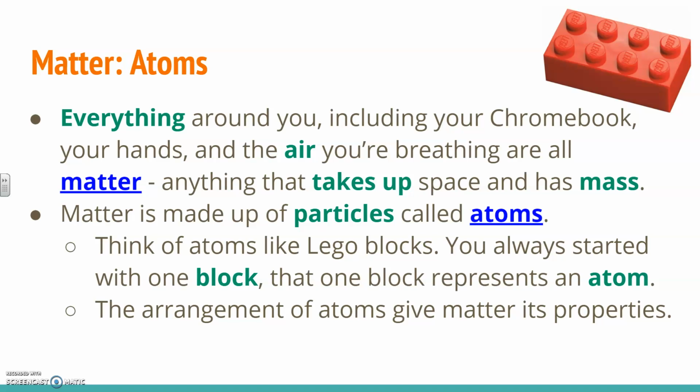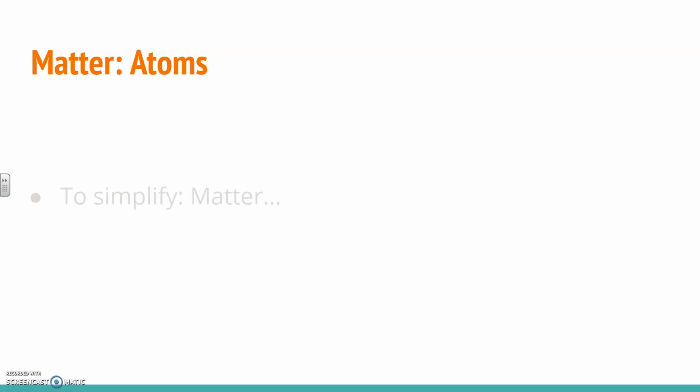So it's the same thing here. The way we arrange those atoms gives something its property, whether it's a solid, a liquid, or a gas, what color it is, what kind of properties like smell, or if it is explosive or not. All of those things come from how the atoms are arranged.